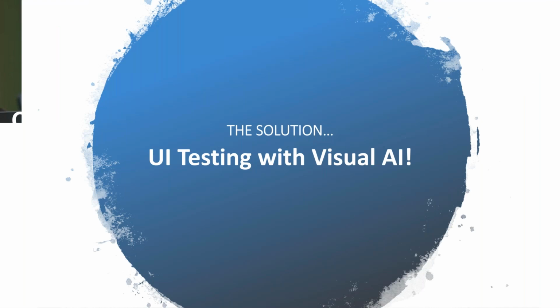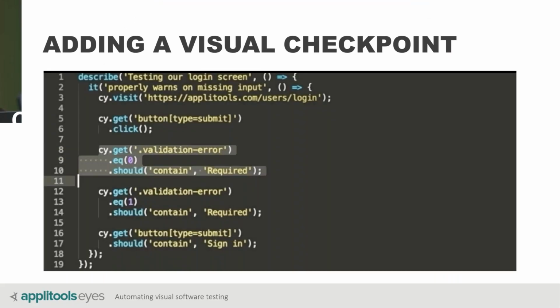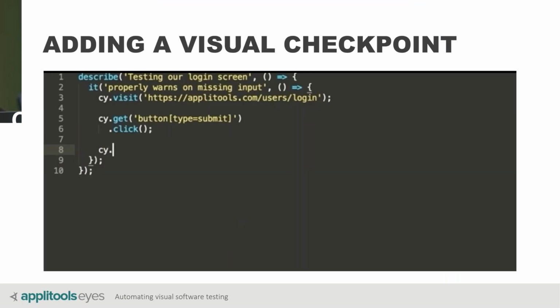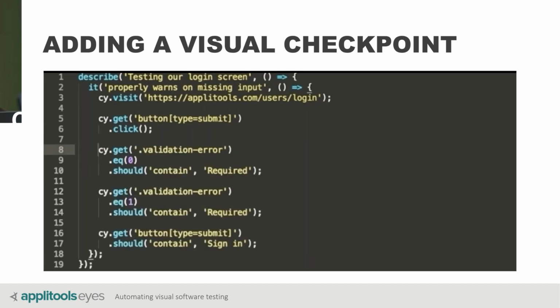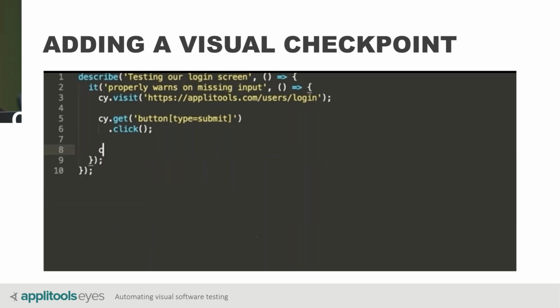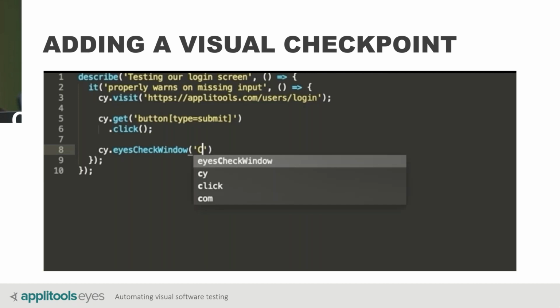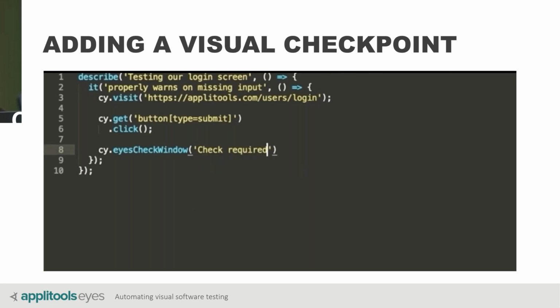So the approach that we are suggesting as a solution for this problem is to do UI testing using visual AI. And the way that you do it with Applitools is that basically you can replace all those functional assertions with a visual one. In this case, it's eyes check window. You can combine one of our SDKs with your existing tests and basically just use one method.